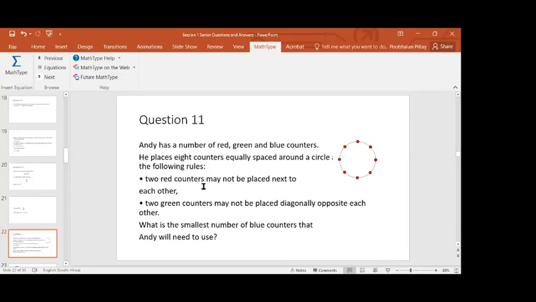2 red counters may not be placed next to each other. 2 green counters may not be placed diagonally opposite each other. And the question is, what is the smallest number of blue counters that Andy will have to use? Okay, so this seems to be quite a complicated problem. So let's see what we can do with this.